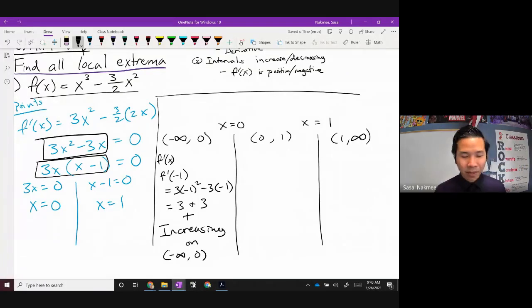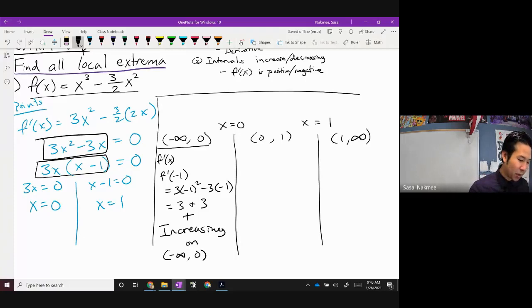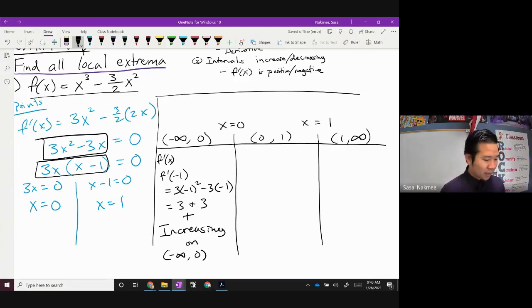But I tend not to write that part at the bottom because I usually make my table so it's clear to see where the interval is, or what the interval is when it's increasing or decreasing. All right, so that's that. Let's do it for the next one. What's the number between 0 and 1 that's going to be easy to plug in?